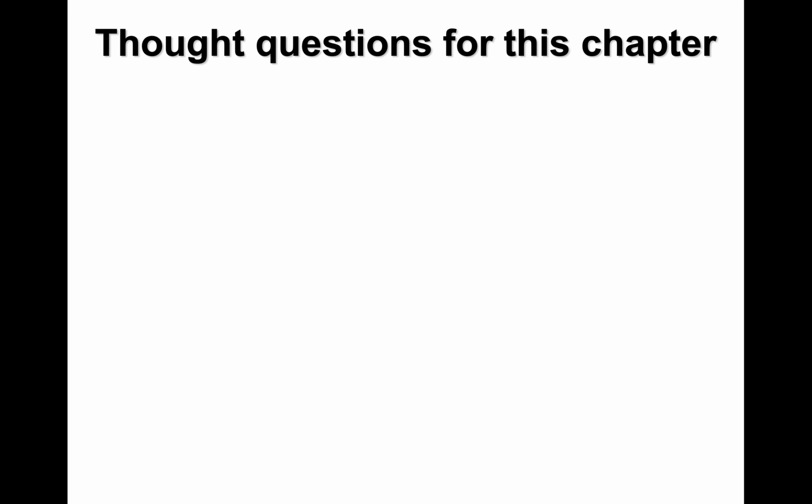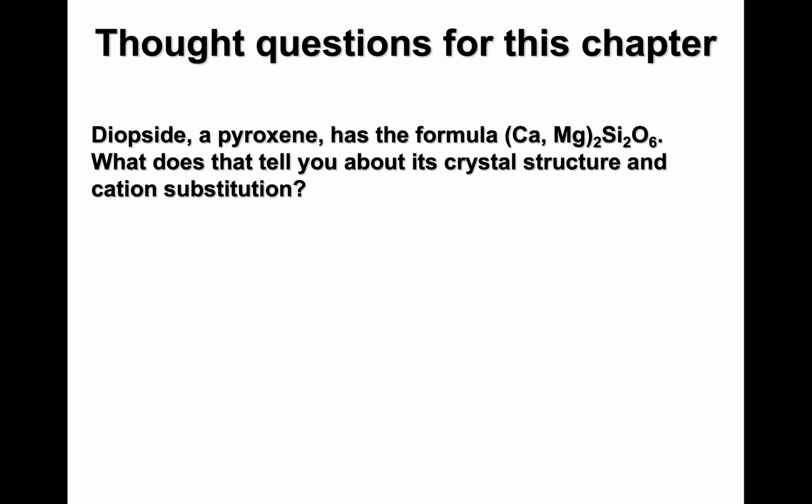So here now again some short questions for this chapter. So diopside, a pyroxene that has the formula calcium magnesium Si2O6. That is the clinopyroxene, and there we have the mineral chemical formula. And the question is, what does that tell you about its crystal structure and the cation substitution?